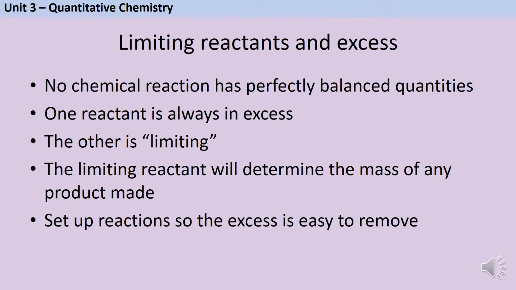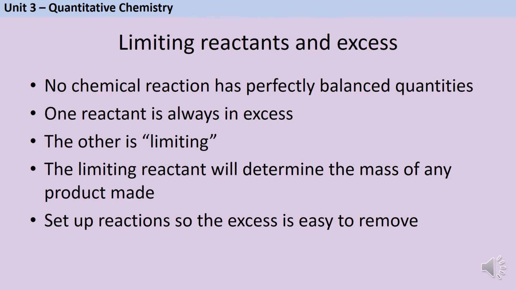So when you're doing a predicting yield question, you always use the limiting reactant to work that out from. At GCSE, the exam boards tend to be quite kind, and in a predicted yield question, they actually just tell you the limiting reactant and assume that the other one is in excess.